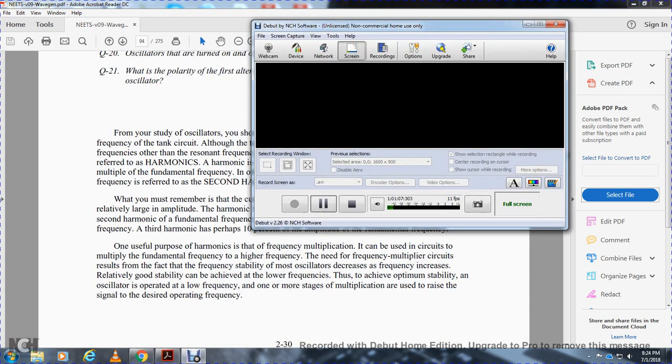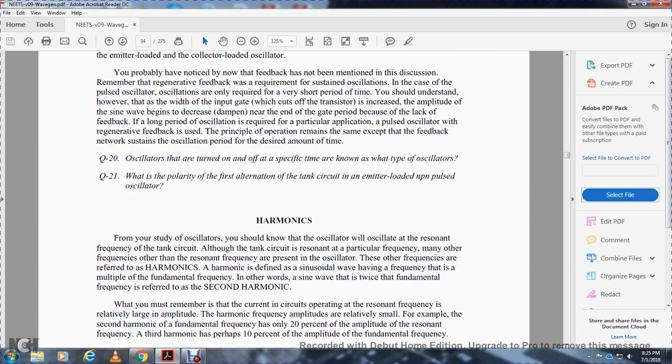And I'm going to pause it and see how long this chapter is actually. We're going to finish up the rest of the chapter here.